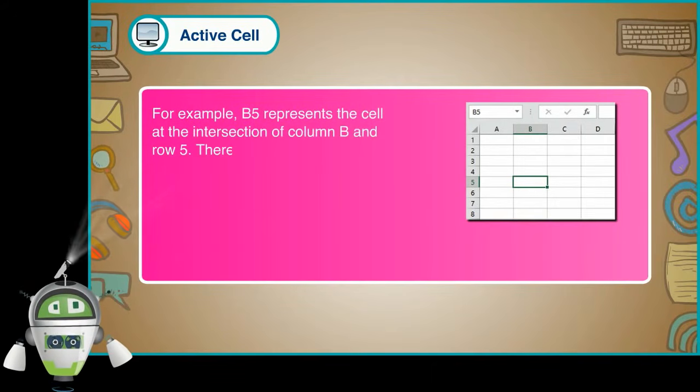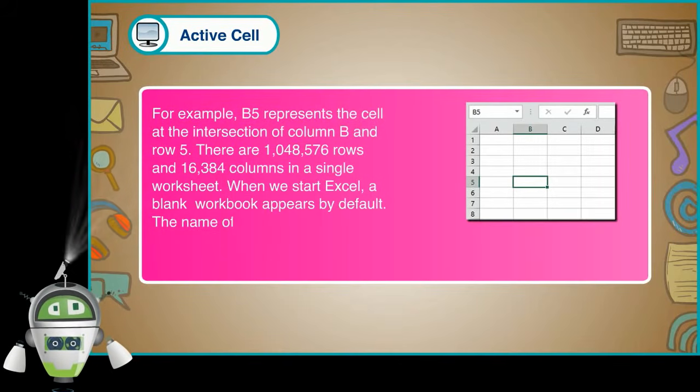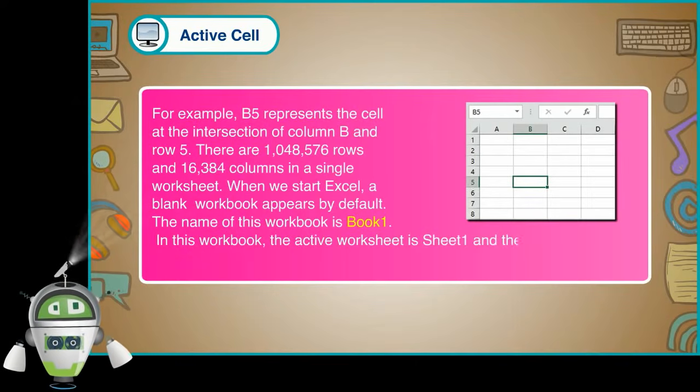There are 1,048,576 rows and 16,384 columns in a single worksheet. When we start Excel, a blank workbook appears by default. The name of this workbook is Book 1. In this workbook, the active worksheet is Sheet 1 and the active cell in the worksheet is A1.